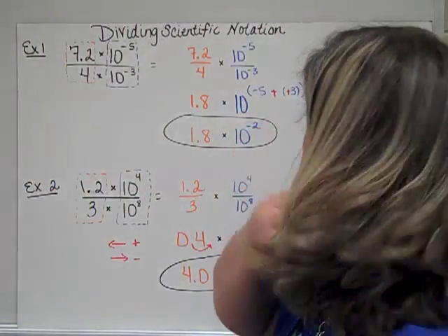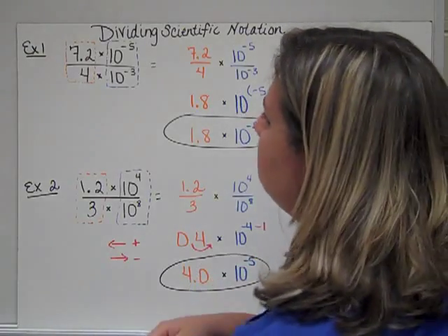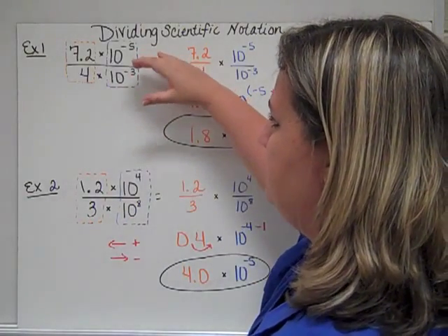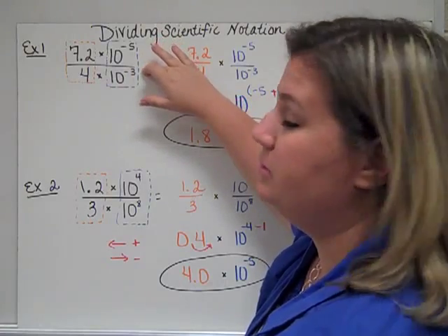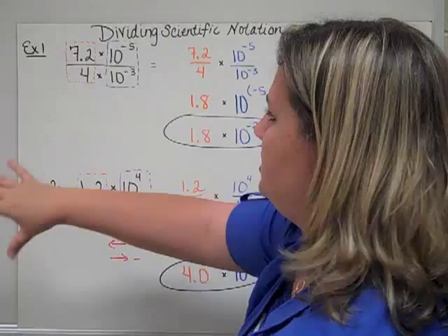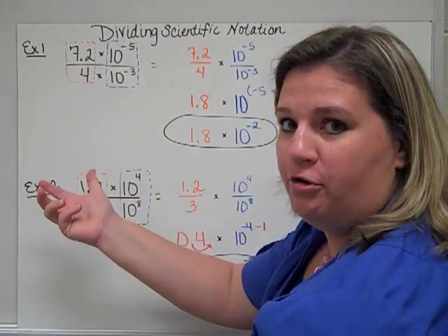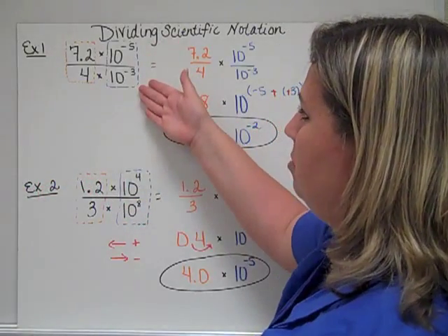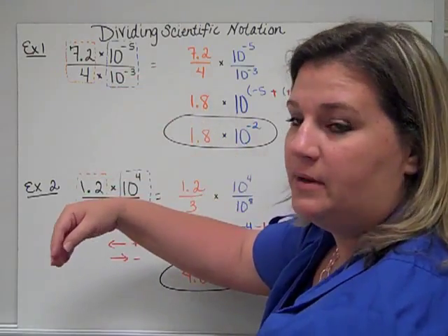Dividing scientific numbers. Typically, you will see division with scientific numbers in a fraction form. And here, we're going to do the exact same thing we did for multiplication. We're going to group our coefficients and group our same bases. But with division, remember, you are subtracting exponents.